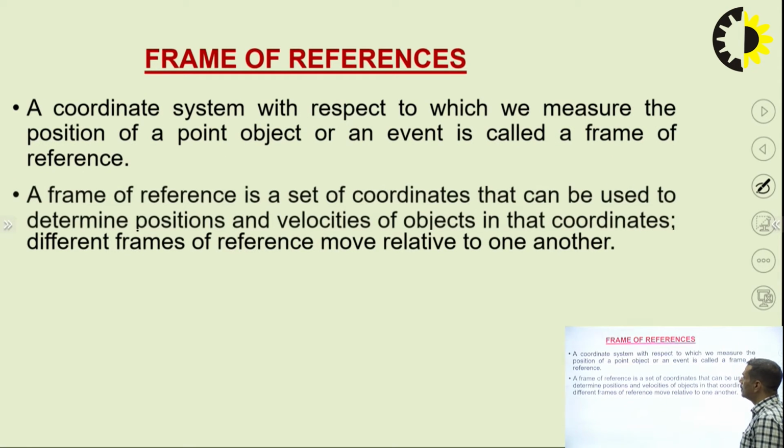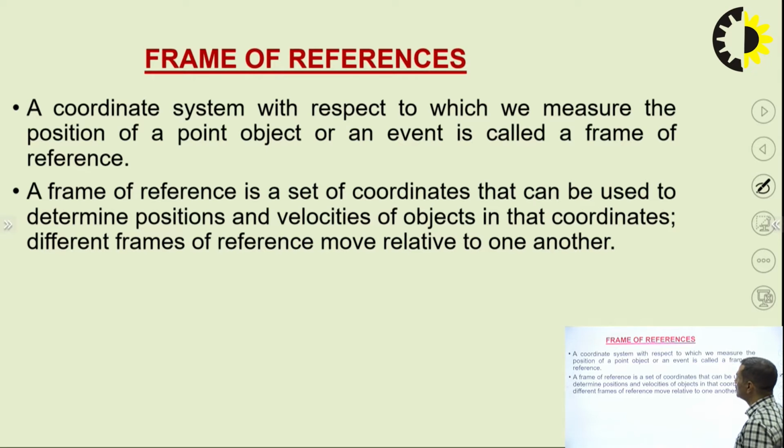Before we discuss this topic, we always consider two frames of reference, one stationary and another a moving frame. So we must know what a frame of reference is and its types. To explain any phenomenon in relativistic mechanics, we consider frames of reference. What is a frame of reference? Basically it is a coordinate system with respect to which we measure the position of any object or any event. So we have to consider a coordinate system which is known as a frame of reference.